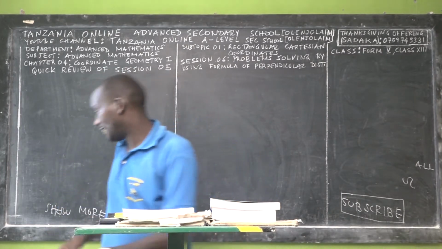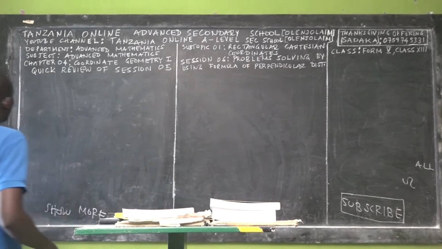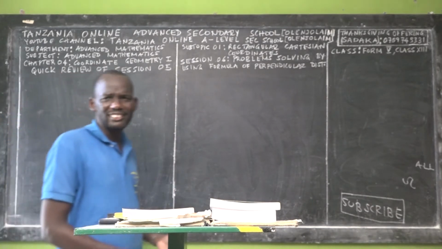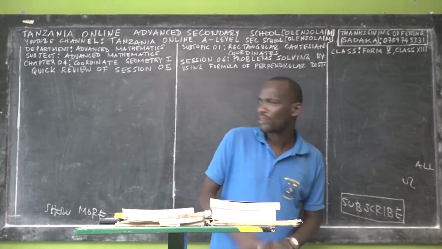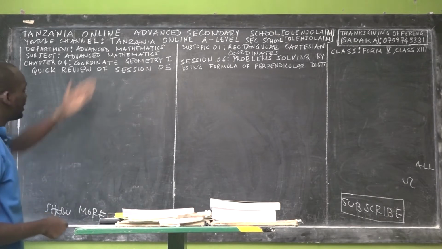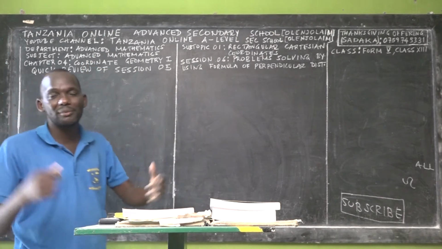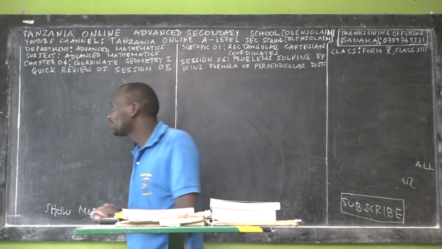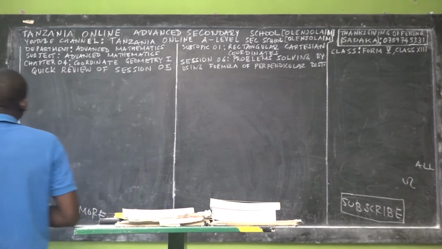We have more than 4 departments. One of the departments is called the Department of Advanced Mathematics. Here we are teaching you 4 subjects: Advanced Mathematics for Form 5, Advanced Mathematics for Form 6, Basic Applied Mathematics for Form 5, and Basic Applied Mathematics for Form 6.